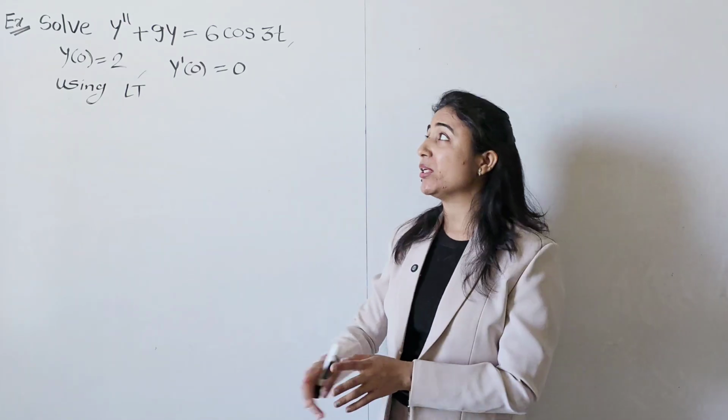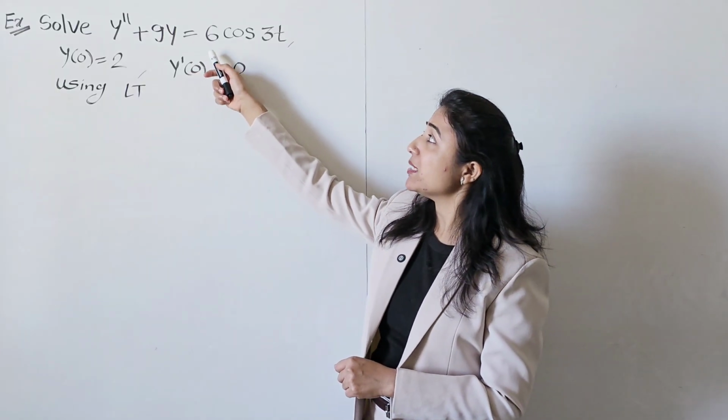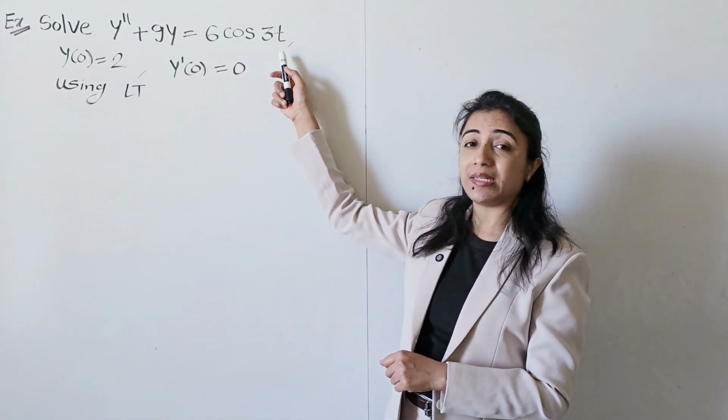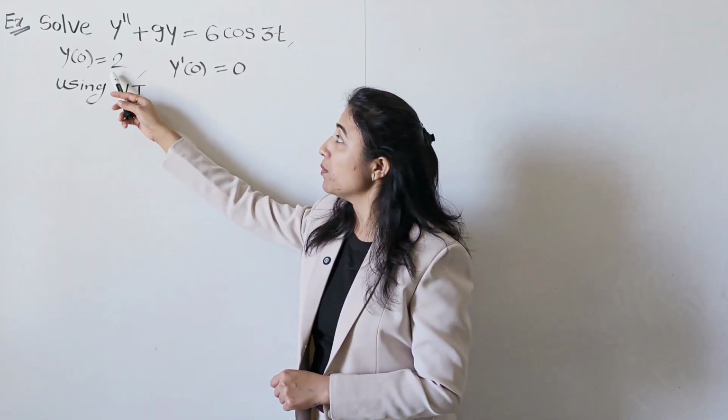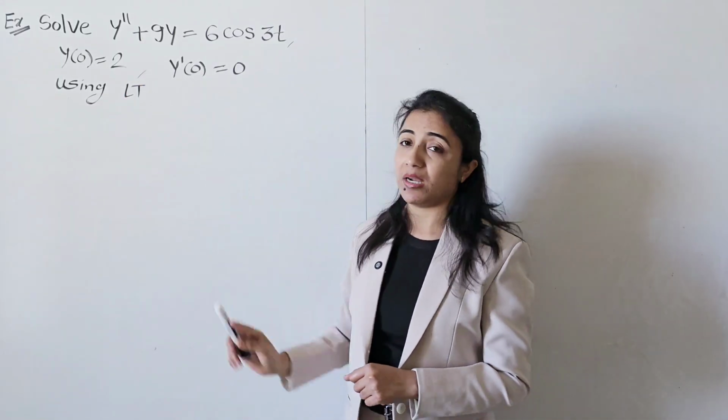In this video, we are going to discuss how to solve this differential equation. Here y double dash plus 9y equal to 6 cos 3t with initial conditions y of 0 equal to 2, y dash of 0 equal to 0 using Laplace Transform.